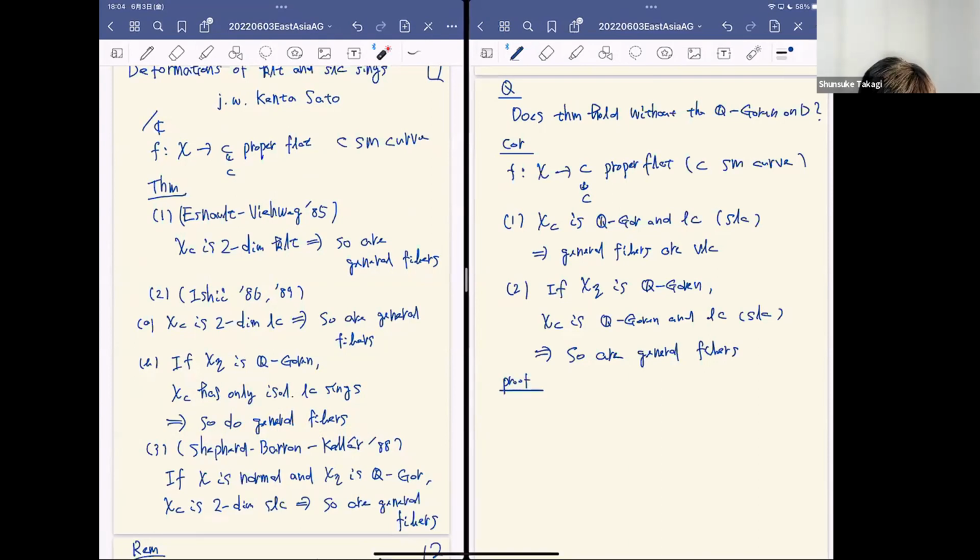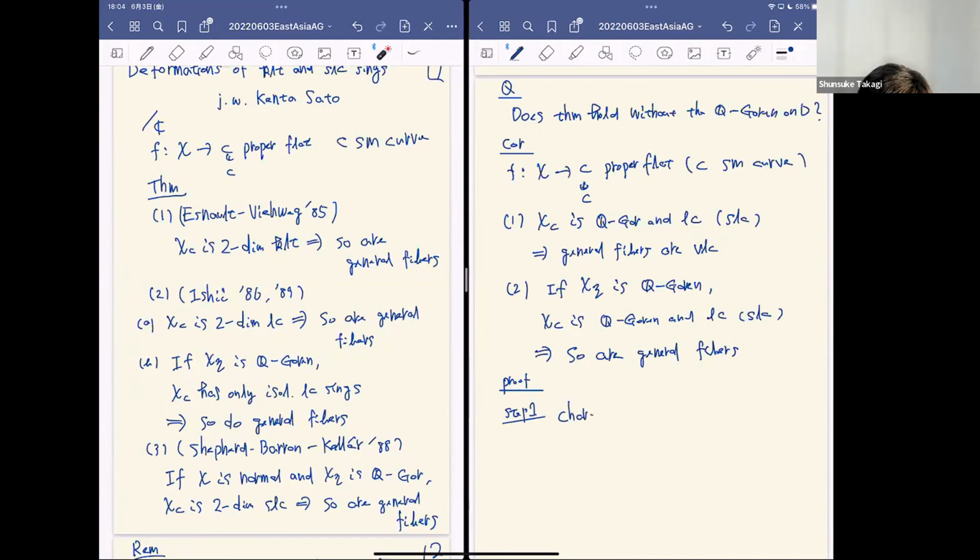So this result gives a generalization of the result of Ishii. And the strategy of the proof is more or less the same as the KLT case. I don't explain the detail, but let me explain the big idea.